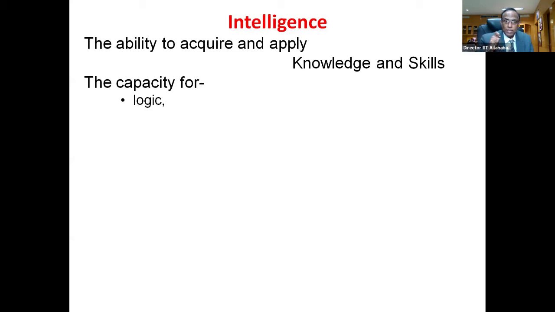Okay, so the capacity for logic, then the capacity for understanding. This is the important part of intelligence. Intelligence lies in understanding, not only understanding whatever you have studied, but also in understanding others. We should be able to understand others. We should be able to understand ourselves. So capacity for understanding is intelligence. So the machine should be able to do that. Can it understand the scenario? Can it understand the situation?